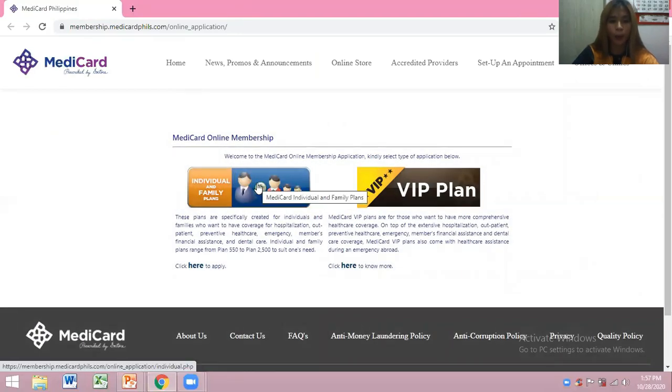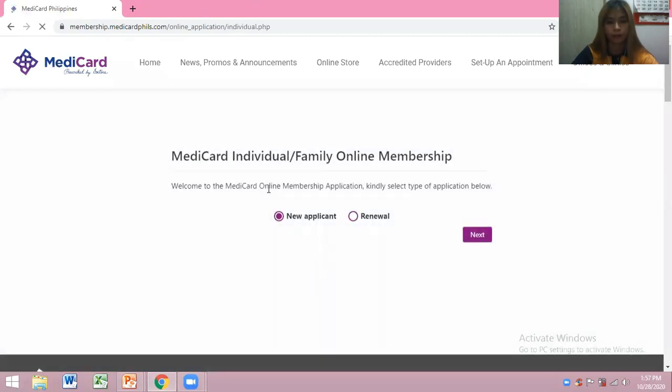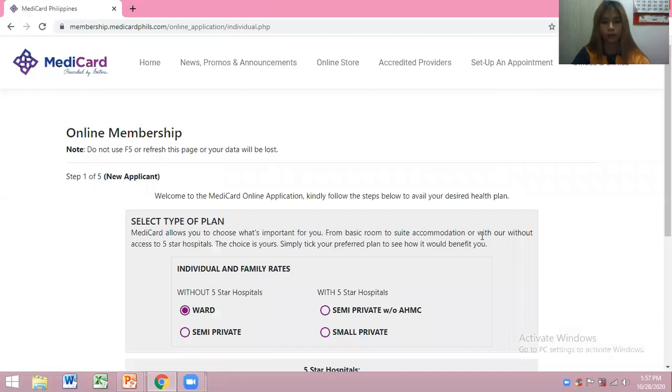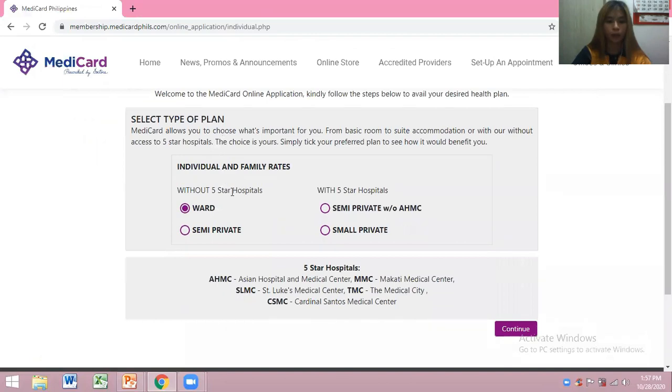They offer a membership of individual, family, or VIP plan. Let's now click here to apply. You can choose between the two if you want to renew or if you are a new applicant. Next, they have the select type of plan, which is ward, semi-private, semi-private without AHMC, or small private. So we can choose semi-private.